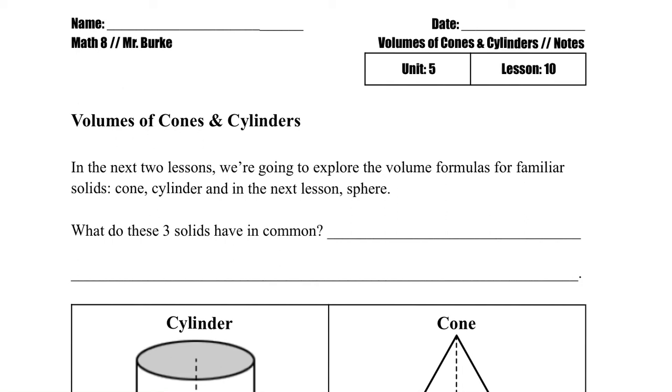All right, so for the next two lessons, we are going to look at volume. Volume is the space inside an object. You're probably already familiar with surface area. Surface area is if you were to, say, paint the outside of an object. Volume is the amount of space in an object.